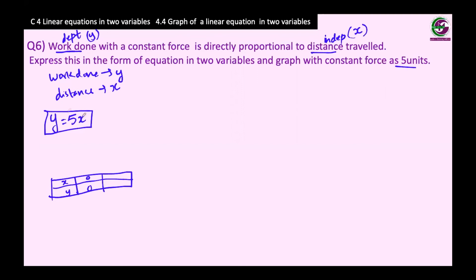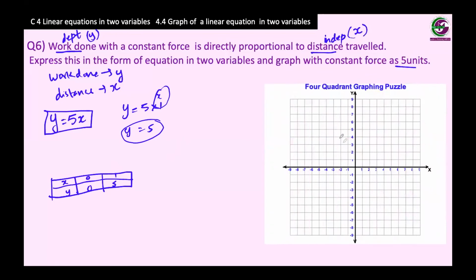Now, if y is 0, x will again be 0, so better not to give 0, 0 again. Let's replace x by any other number. Let's say 1, 5 times 1. If x is 1, y will be 5. So 1, 5 is another point. So let's graph here. 0, 0 is a point. 1, 5 is another point. 1, 2, 3, 4, 5. This is another point. So passing through these 2 points, we have to draw a line. Sorry, it is a bit hard for me to draw, but in your notebook, you can draw using a scale.